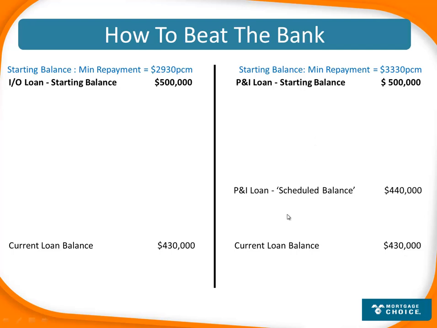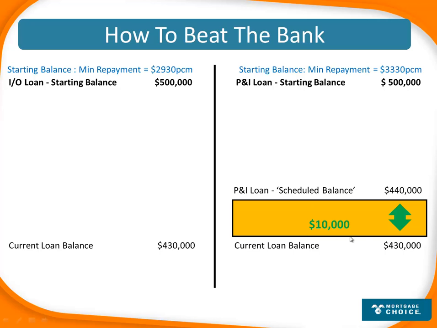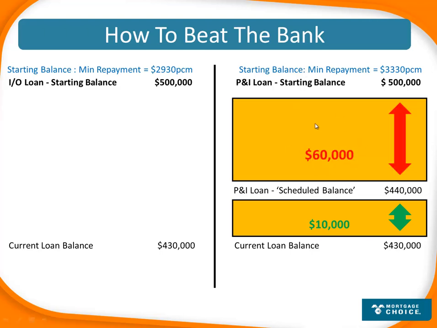Now with principal and interest, the bank has a requirement that this principal, which starts at $500,000, needs to drop over the years down to $440,000. In this case, let's assume that it's been paid down to $430,000. That shows that there's $10,000 here, which is what's called available redraw, as extra payments have been paid. Now this $60,000 here is actually funds that the bank takes as their principal reduction, as their bank requirement.